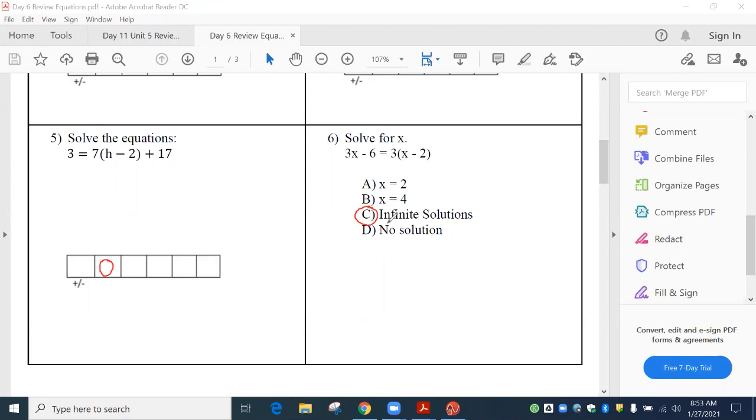Now, here's what I want to make sure we understand. Don't ever put no solution unless you see the words no solution. This calculator is awesome at no solution. So if it's no solution, the calculator is going to tell you. Infinite is what it struggles with. Okay, so infinite, it doesn't say infinite, it says 0.